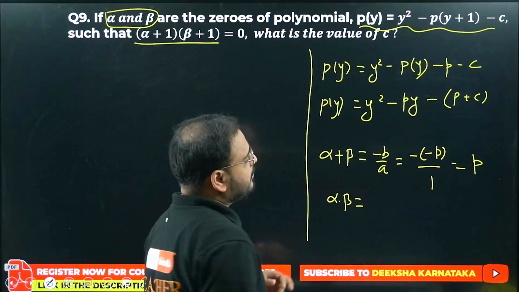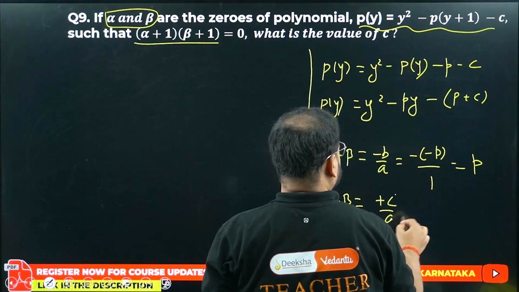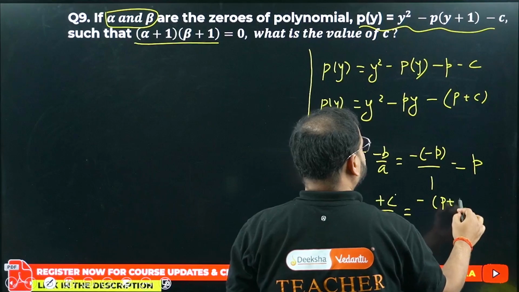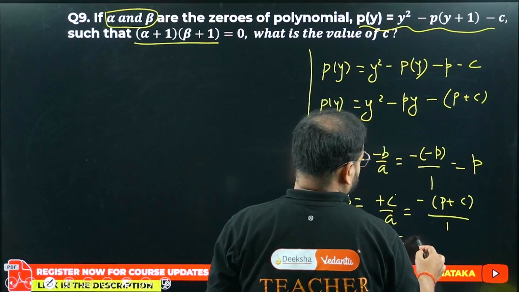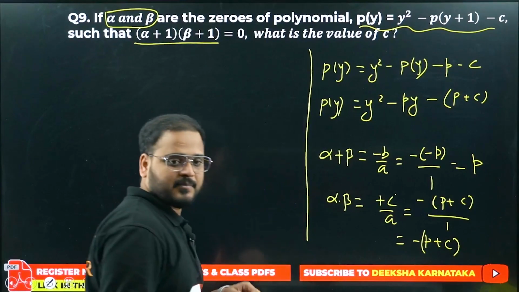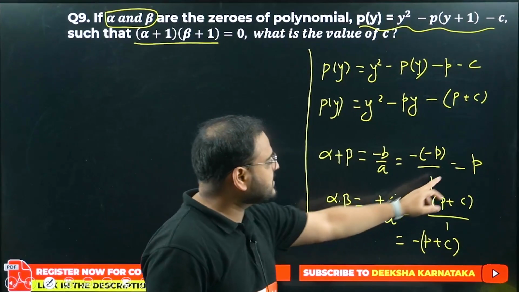Product will be what? Please have a look. C by a. What is c? Minus times of p plus c. What is a? 1. So what is the answer for alpha into beta? Minus p plus c in the bracket. So you get alpha into beta as minus p plus c, and alpha plus beta as plus p.